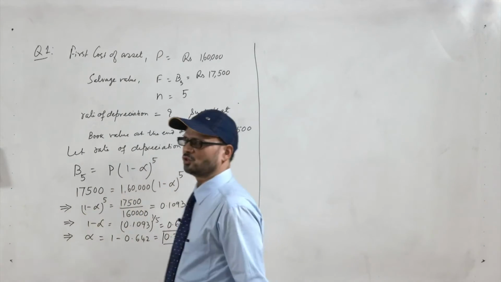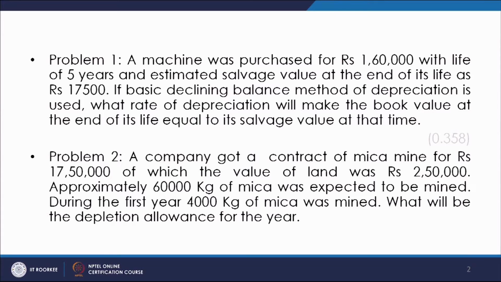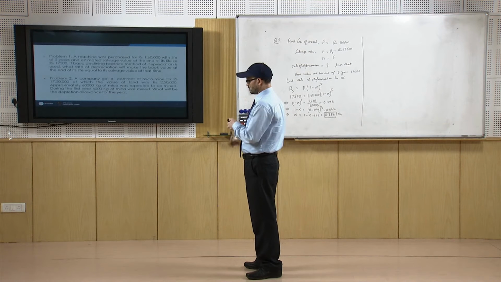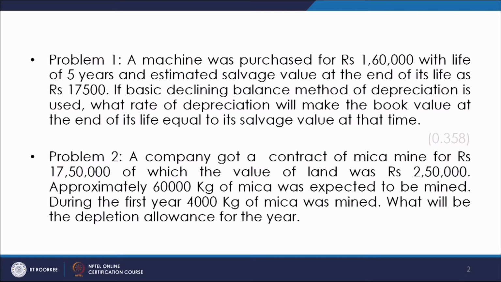Let us move to the second question. A company got a contract of a mica mine for rupees 17,50,000, of which the value of land was rupees 2,50,000. Approximately 60,000 kg of mica was expected to be mined. The company has bought it, and it expects that of this mine 60,000 kg of mica will be mined during the contract period.